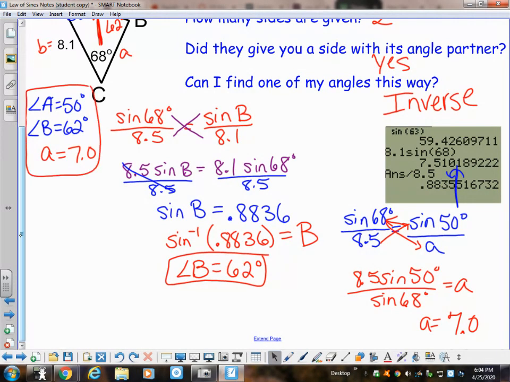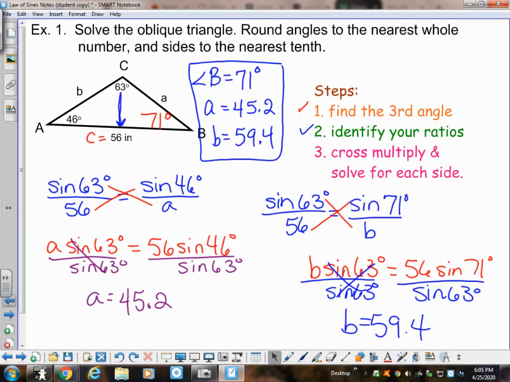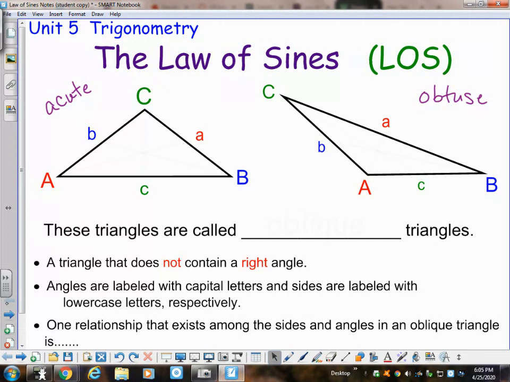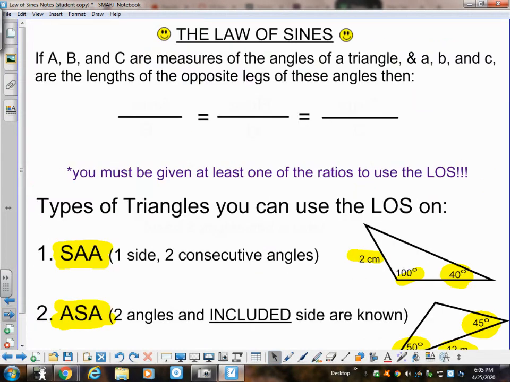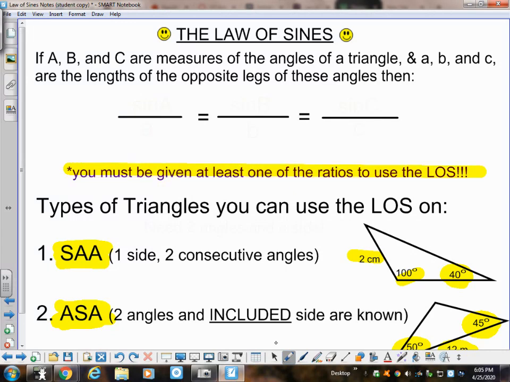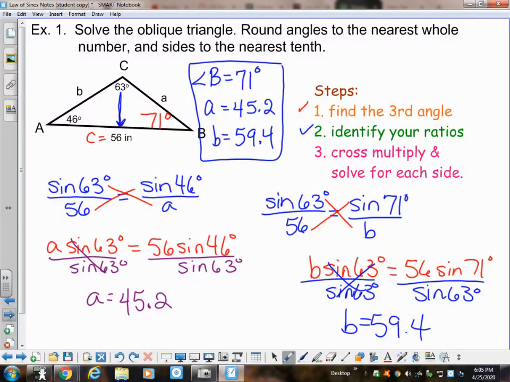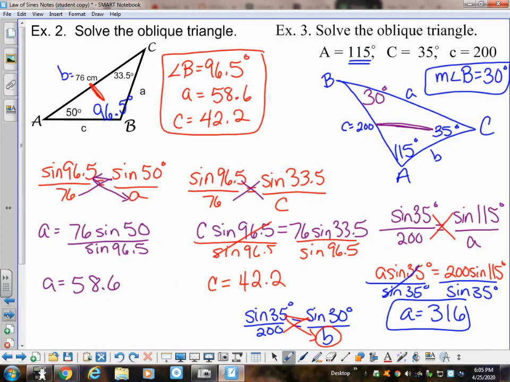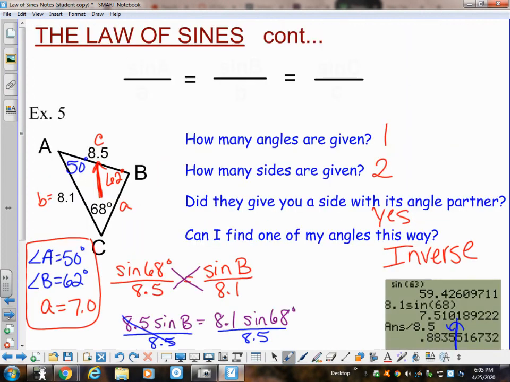So if I have a pairing, going back to the beginning of our notes back here, remember I had here that you must be given at least one of the ratios to use law of sines. And we were given that. So let's go back to that example here.